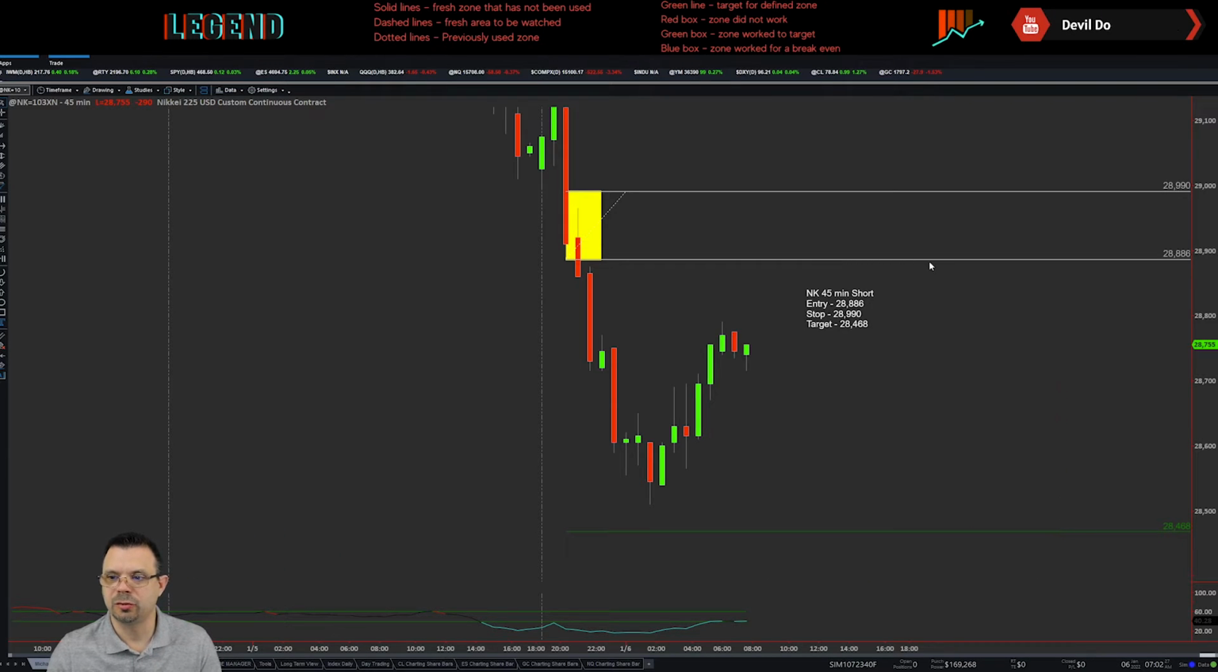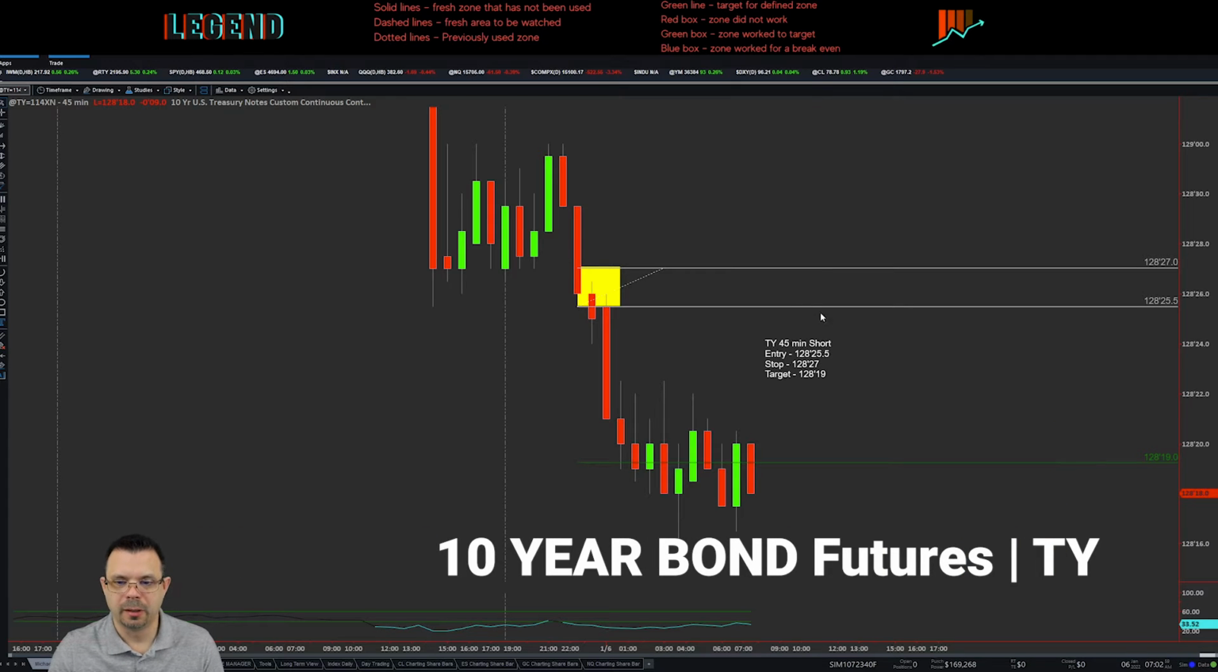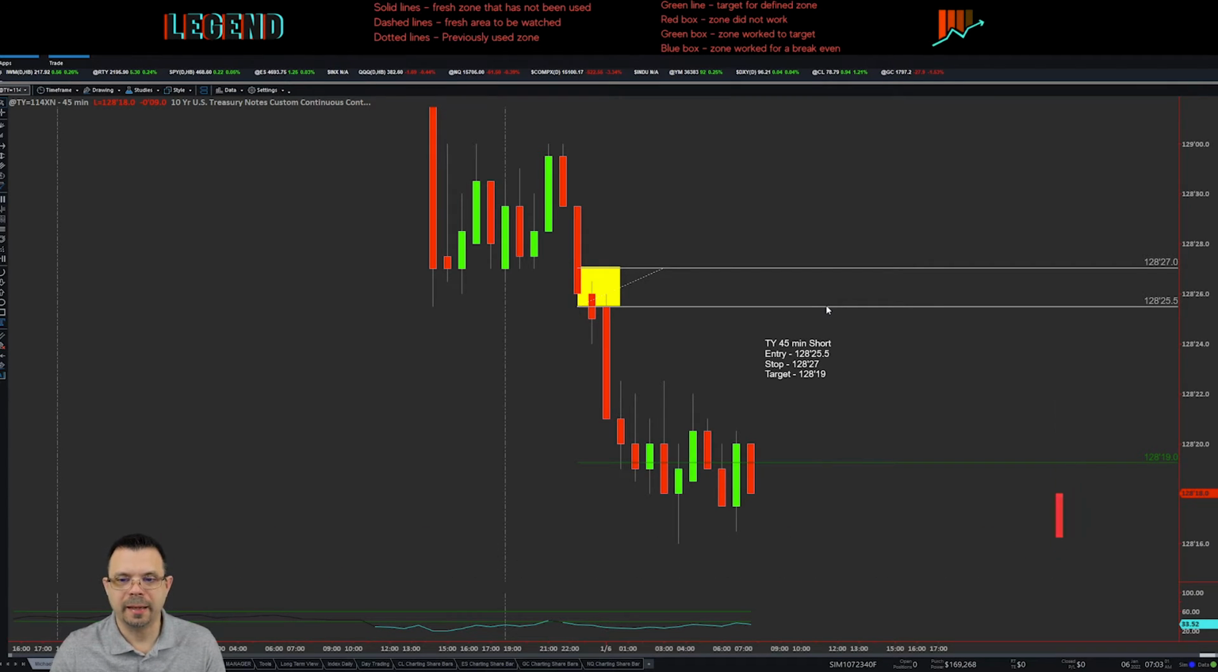Entry is at 28886. Stop is at 28990, and the target's down at 28468. And finally, we have a TY 45-minute short. Entry is 128.25.5. Our stop is at 128.27, and target's down at 128.19.